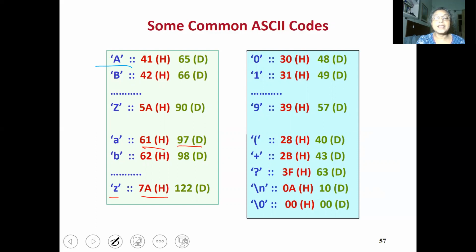So capital A has a code of 41 in hex, capital B has a code of 42 in hex, C has 43, D has 44, and so on, up to capital Z, which is 5A. Similarly, small a has 61, small b 62, small c 63. So the code for small f is one more than the code of small e. And the codes of the capital letters are smaller than the codes of the lowercase letters. Then we have the codes of 0, 1 to 9. They are also consecutive. And then we have other characters.